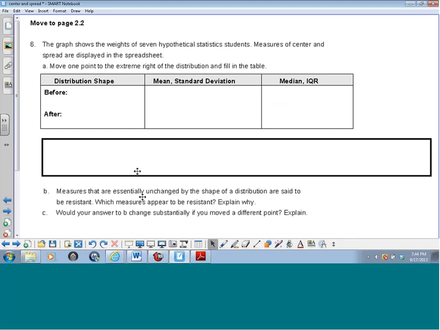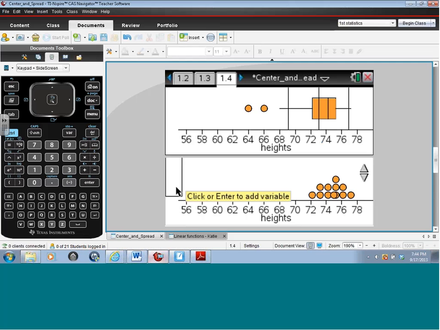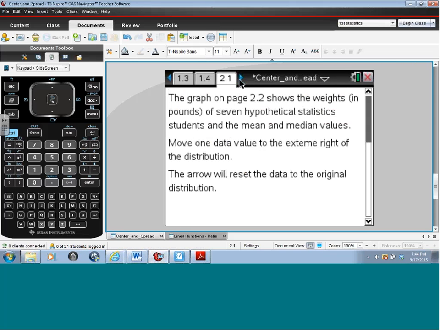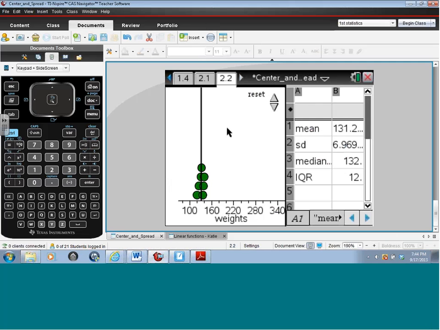And then I really like this page. It might be my favorite page in the document. When my students saw this, I was like, oh, this is great. So page 2.2, it just got this data here, and I like the fact that it's got these four values, which are measures of spread and measures of center. And what I like is when I grab a point here, I'm just going to grab one of these, and you pull it, and you can see visually what's changing here.